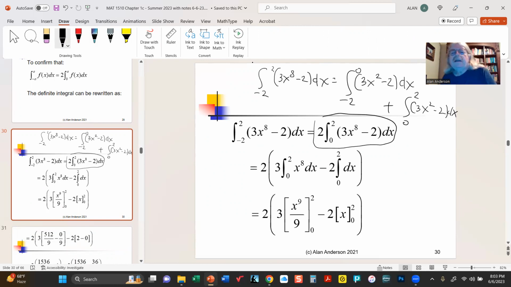All right, so you can see now there's some benefit here because we only have to do this integration once and then multiply the result by 2. Okay, so again, using the power rule, get x to the 9th over 9. The 3 has been moved to the outside. Here we have the integral of dx is just x. Negative 2 has been moved outside. And now we only have to do 2 evaluations, and at the end, we multiply by 2. So it could save us a little bit of work.